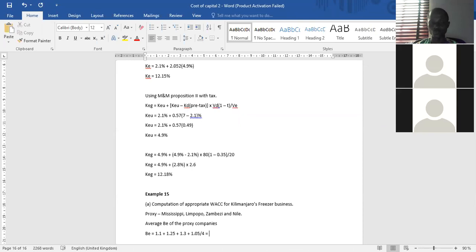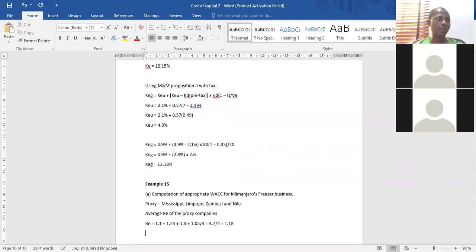That's the approach. So let us add this: 1.1 plus 1.25 plus 1.3 plus 1.05. We have 4.7 all over 4. So 4.7 divided by 4 will give us what? Approximately 1.18. That is our proxy beta.